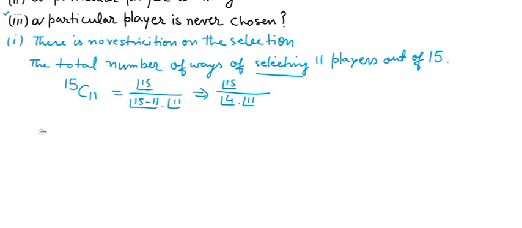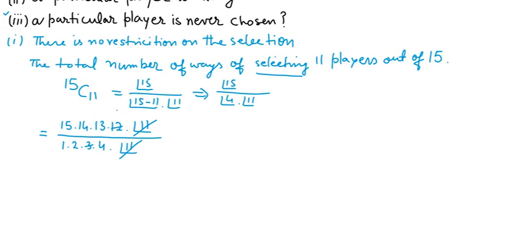This may be written as 15, 14, 13 into 12 into factorial 11. That is factorial 4 means 1 into 2 into 3 into 4. This is factorial 11. This factorial 11 and this factorial 11 will be divided.